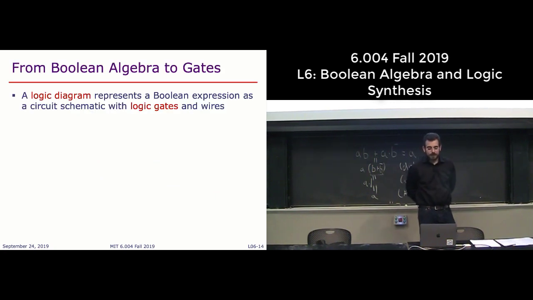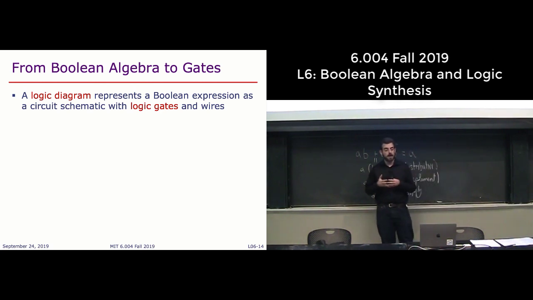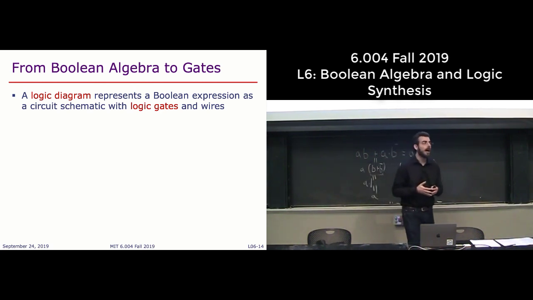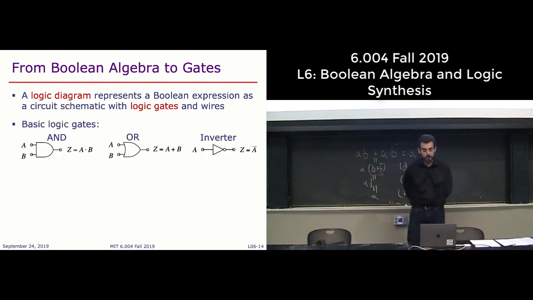Okay, so as I mentioned, we want to go from Boolean algebra to circuits. And to do that, we're going to first use logic diagrams, which are just a representation of Boolean expressions using a circuit schematic, right? Just a diagram connecting logic gates or basic combinational circuits with wires. We call them gates and not basic combinational circuits, but they're just that, right? There are some base elements that we're going to build much more complex circuits out of.